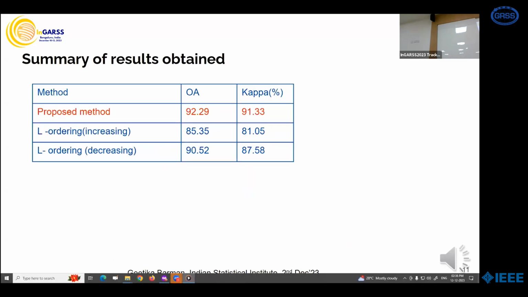For quantitative comparison, we have used two metrics, overall accuracy and kappa coefficient. A summary of results for all three methods in terms of overall accuracy and kappa coefficient is given. From here, we can observe that classification using the proposed method outperforms the classification using the other two methods.